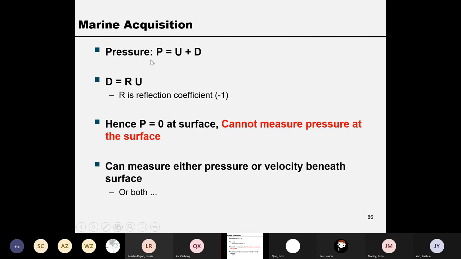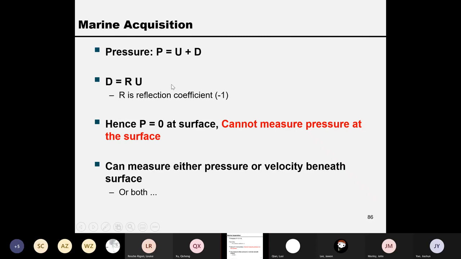We can only record pressure, okay? So basically, this is what we're recording. When you have a pressure, compressed water or expanding, you are just recording the pressure. That's the marine environment. And in the marine environment, your upgoing wave and the downgoing wave are just summed together.